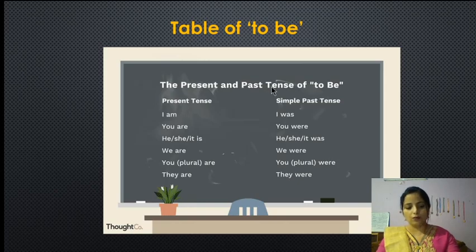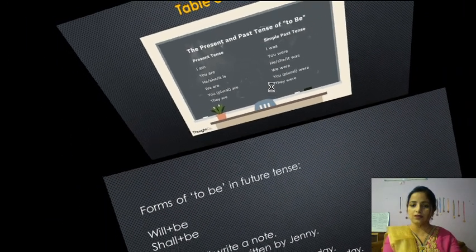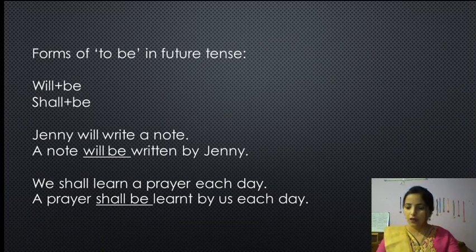Very important. You may wonder that then to be, doesn't it have any future tense form? Of course it has. Have a look. Forms of to be in future tense: will plus be, shall plus be. We all know that we use will and shall only for the purpose of future tense. Any action that is going to take place in near future or in far future, we always use will or shall. Though will is used predominantly and shall is used in rare cases.